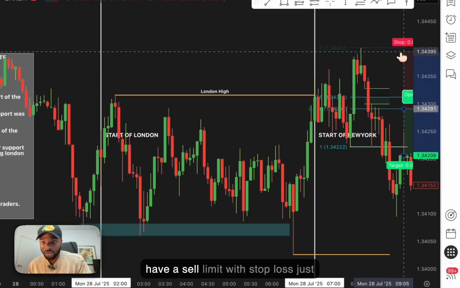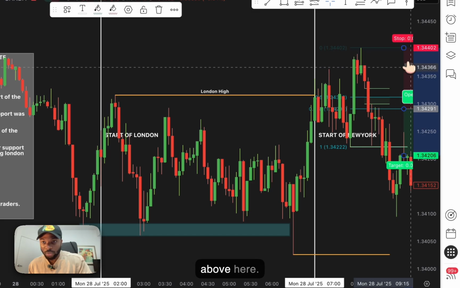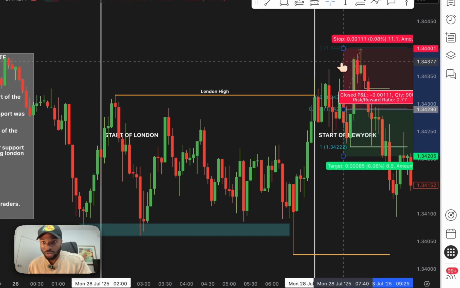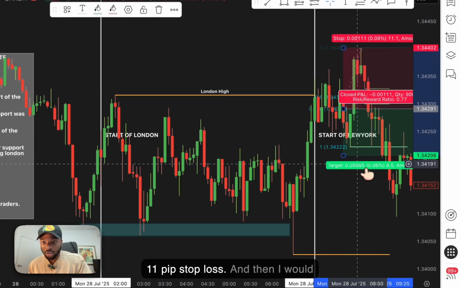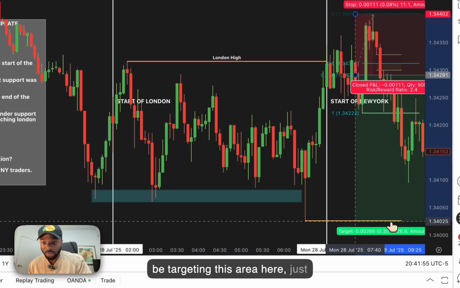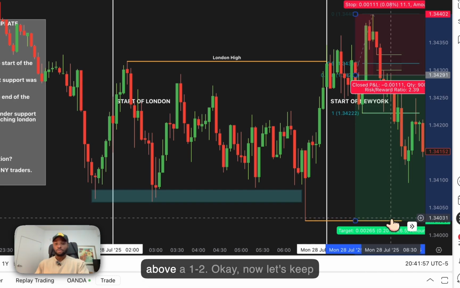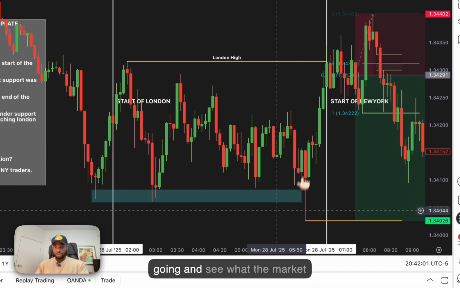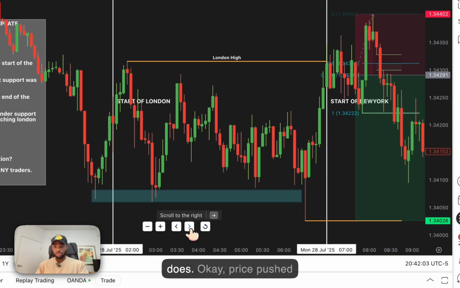I would have a sell limit with stop loss just above here. So 11 stop loss, and then I'll be targeting this area here, just above a 1 to 2. Okay, now let's keep going and see what the market does.